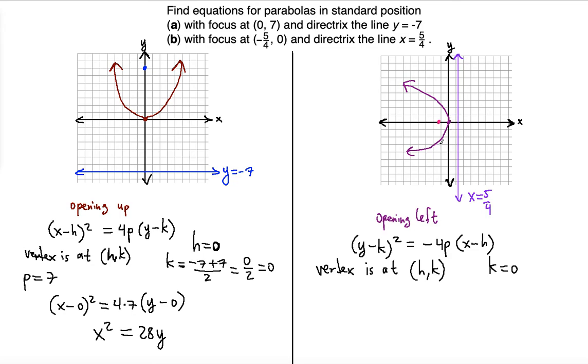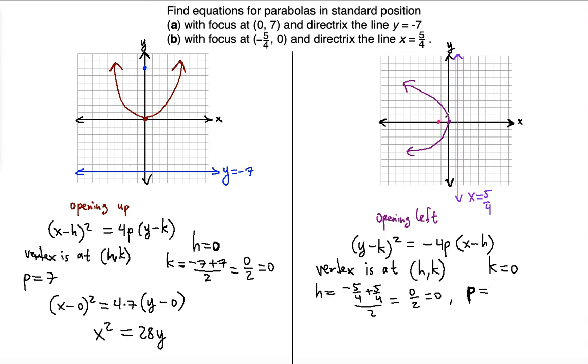Now the h value, it's 0 again, but let's confirm that. It's going to be the average of the focus x value and the directrix x value, right? So (-5/4 + 5/4) divided by 2, and there goes your average, which is 0 over 2, which is 0. So the h value is 0. And the p value, remember, p must be positive because that minus will make sure that you're moving left. The p value itself is positive, even though you're going negatively. Be sure that you always understand p is always going to be positive.